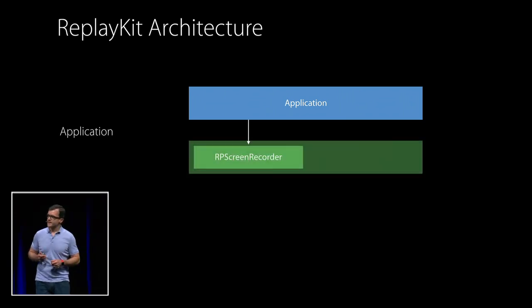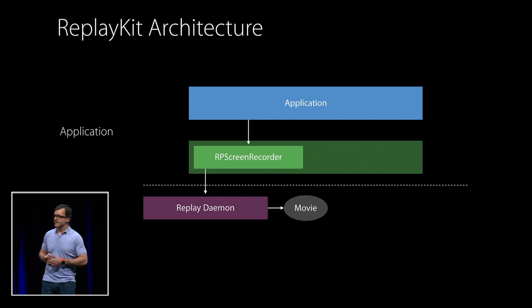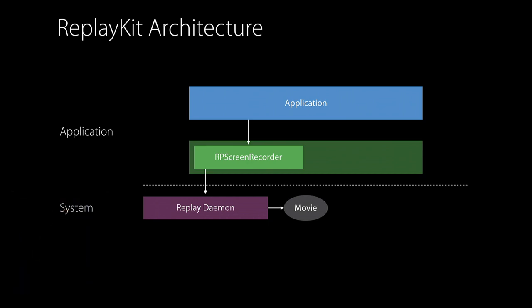So ReplayKit provides an RPScreenRecorder class. You will tell this class to start recording. At this moment, a message is sent to the replay daemon. The replay daemon will start writing your app's data to a movie file. When you tell the RPScreenRecorder to stop recording, the replay daemon will finish writing your movie, and now we have a movie on the system.